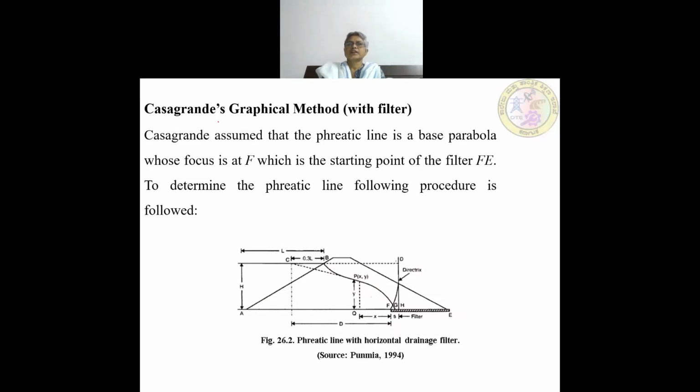Casagrande assumed that the phreatic line is a base parabola whose focus is at F. So this is the focus F, which is at the starting point of the filter. So this is the embankment here. And this is the depth of water in the reservoir. F is taken as the starting point of the parabola.